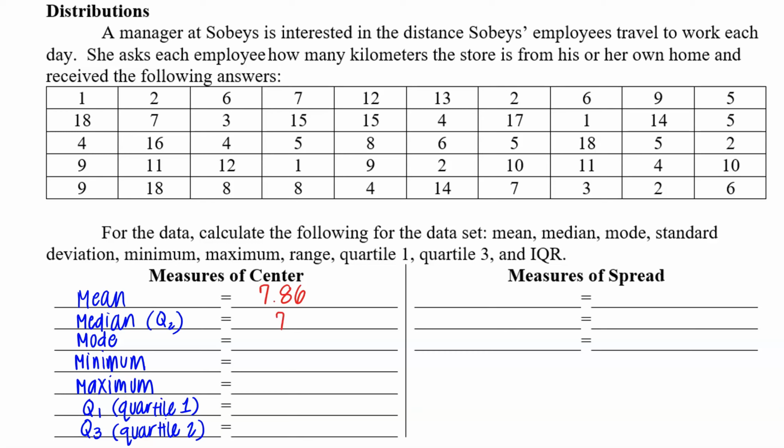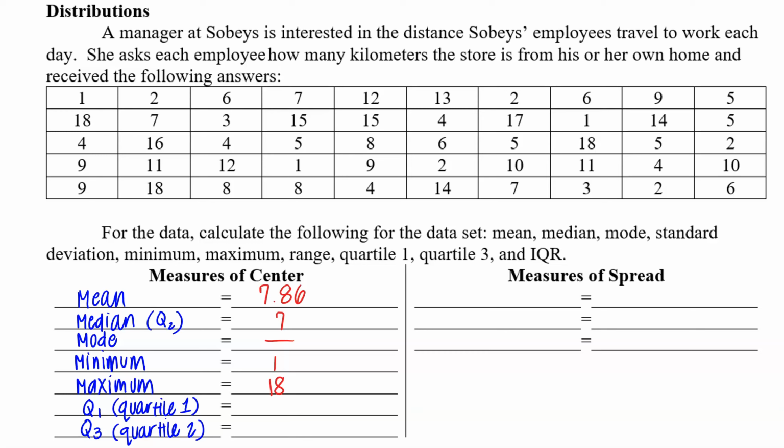Mode. It's the number that appears the most often in our set of numbers. In this case, the numbers 2, 4, and 5 each appear 5 times. So I'm just going to say that there is no mode. The minimum, the smallest number in our data set, is the number 1. Maximum, the largest number in our data set, is 18.